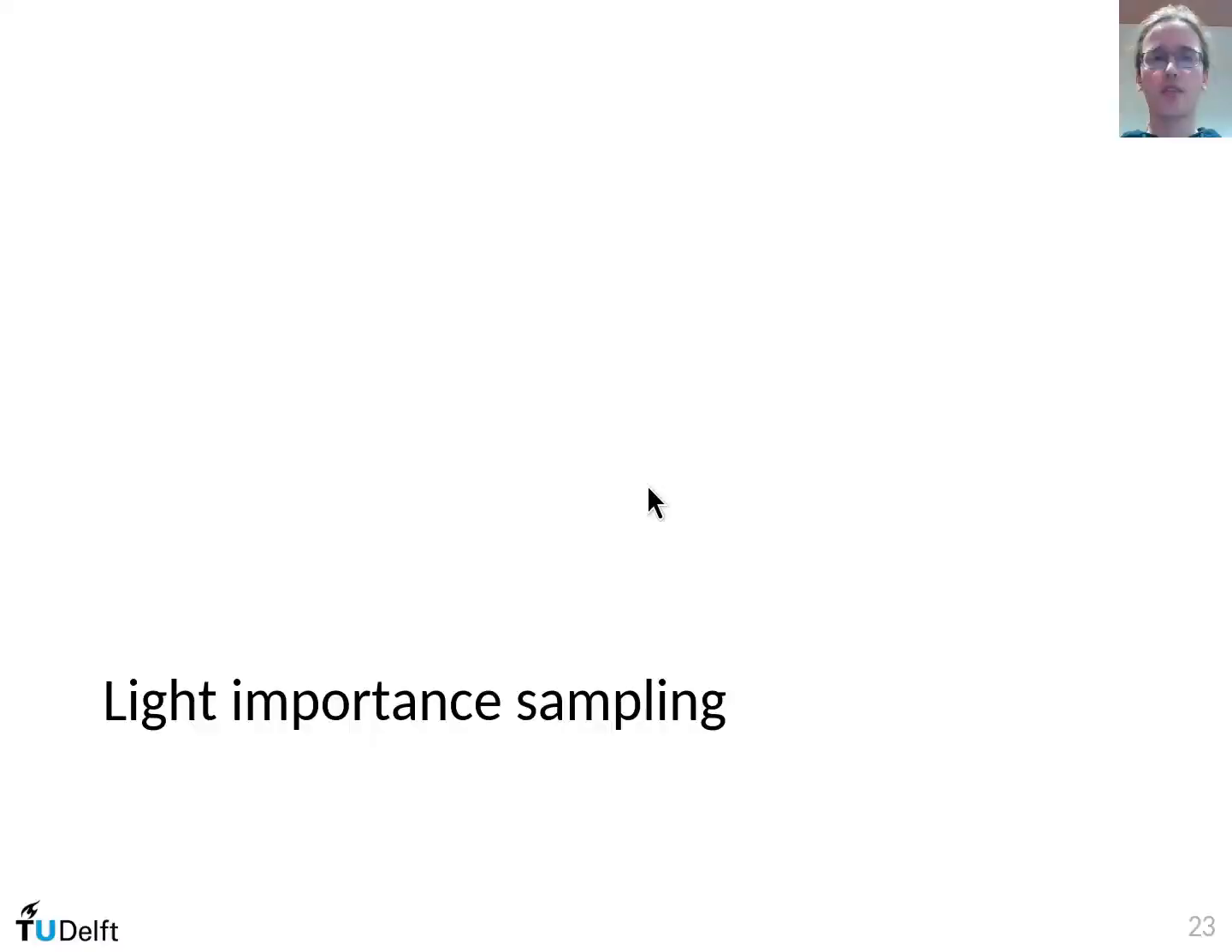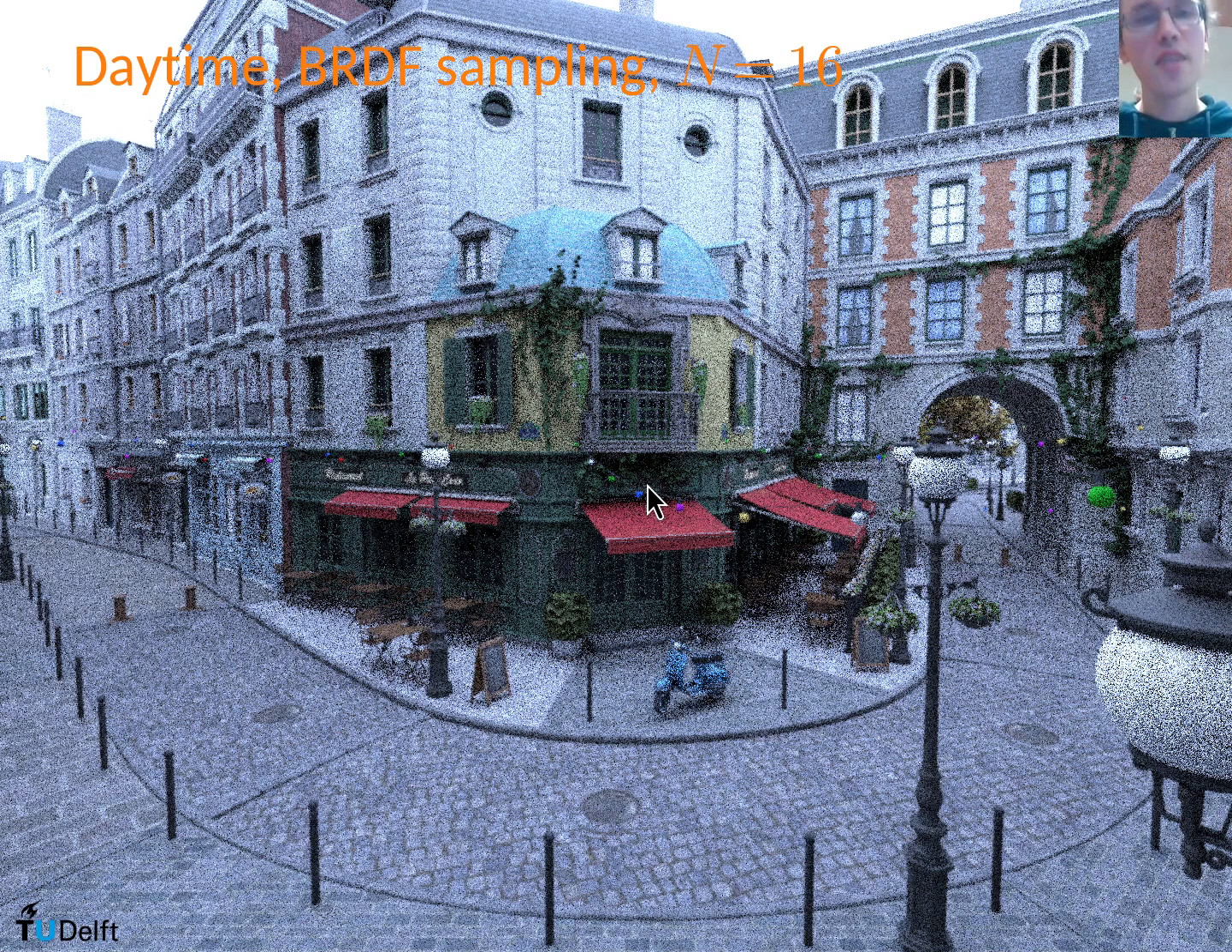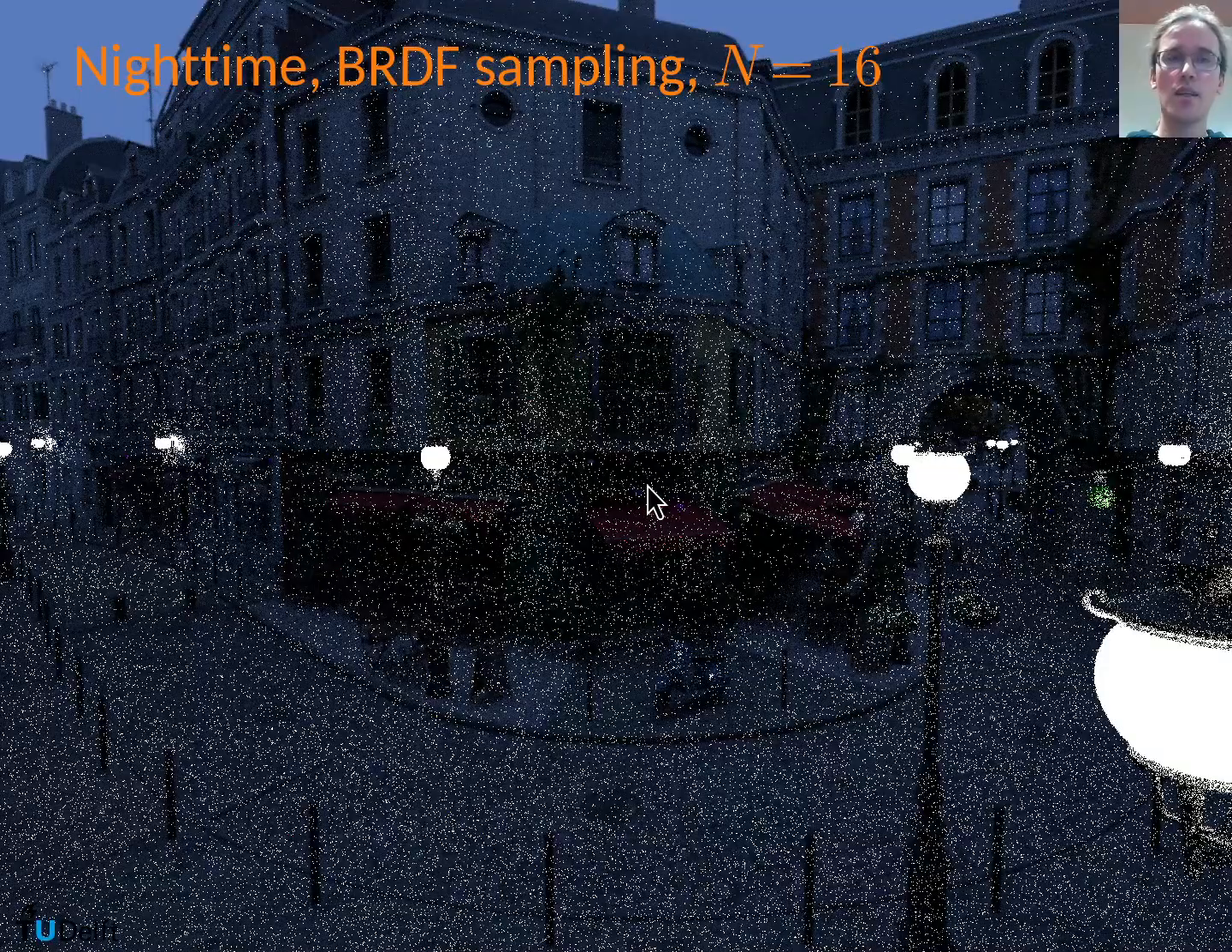Okay, that completes our discussion of BRDF importance sampling, and next I want to talk about importance sampling of light sources. To motivate this, let's look at our test scene again, and this is the daytime version of it, rendered with 16 samples per pixel, which looks quite nice. And this is using BRDF sampling.